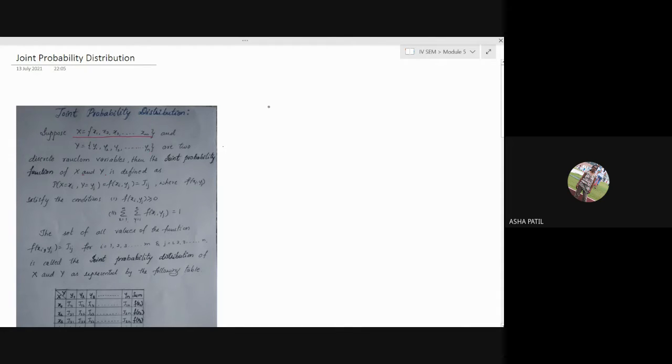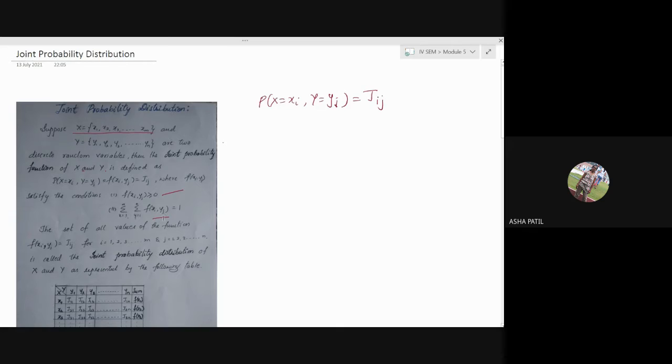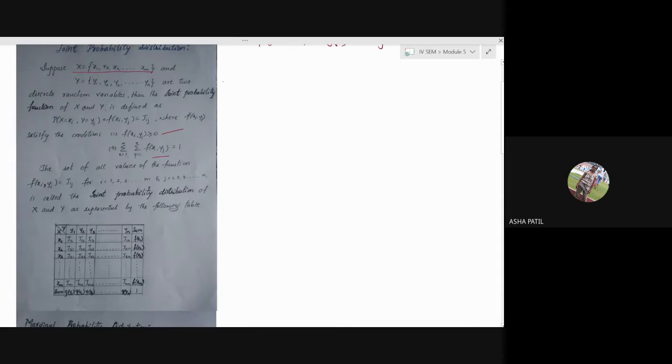So the joint probability distribution, the probability that x is equal to xi and y is equal to yj, is denoted by Jij. It gives you the probability that x is xi and y is equal to yj, and we denote it by Jij. We have seen the conditions: each probability has to be greater than or equal to 0, and the sum of all the probabilities must be equal to 1. It has to satisfy both the conditions.